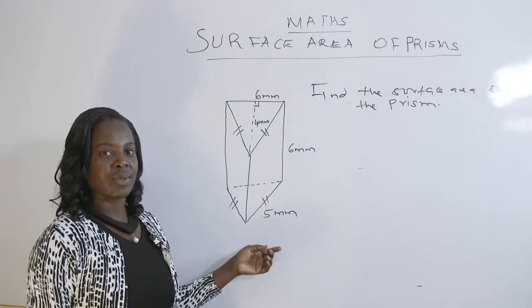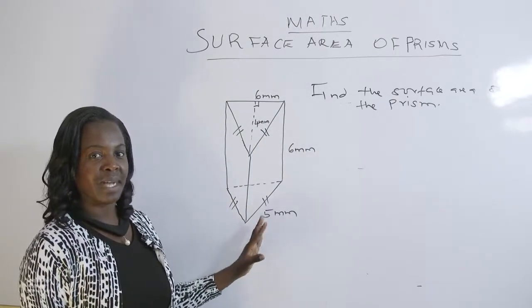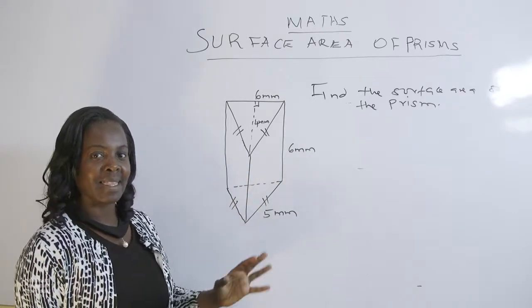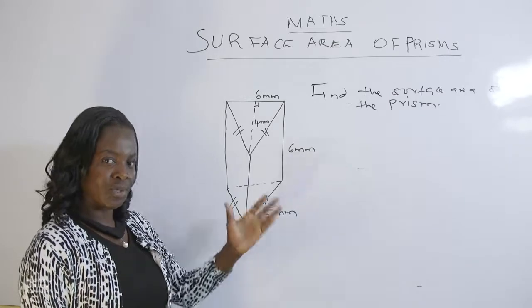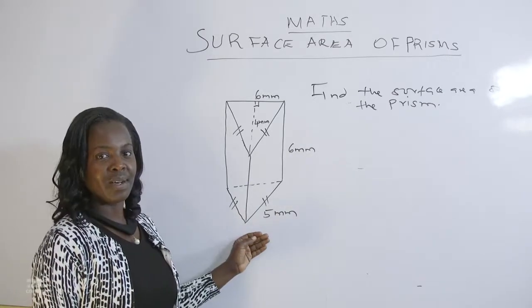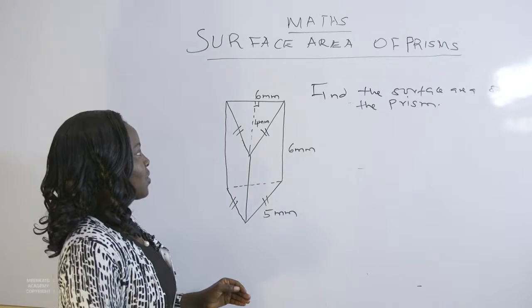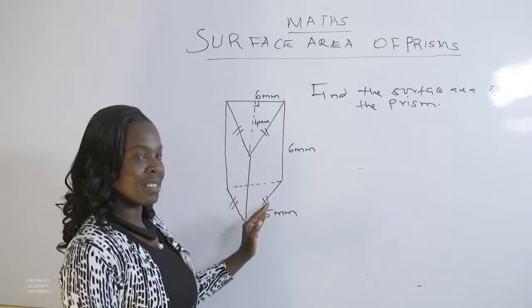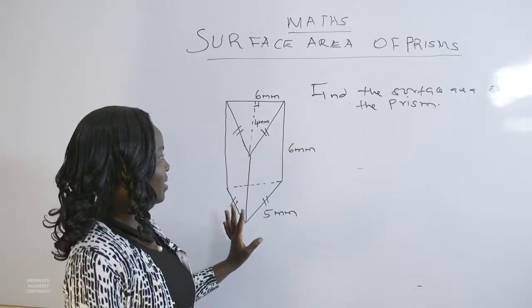So we are asked to find the surface area of this prism. We had said that to calculate the surface area, you need to find the areas of the specific faces, then add them together to give us the total surface area of the object. So you are supposed to identify the different faces that are available in that object.